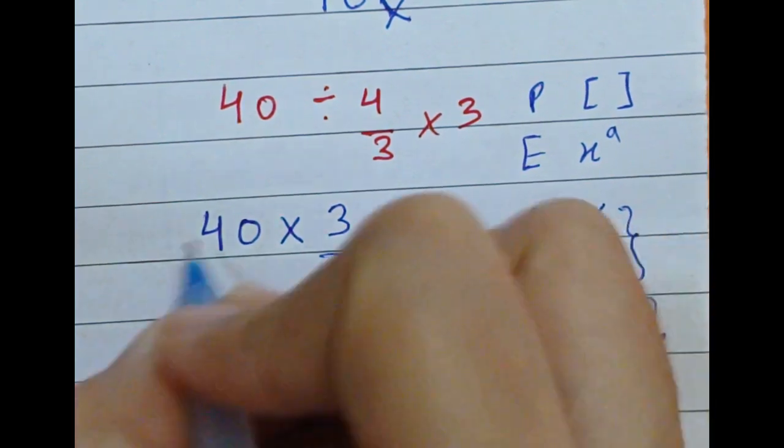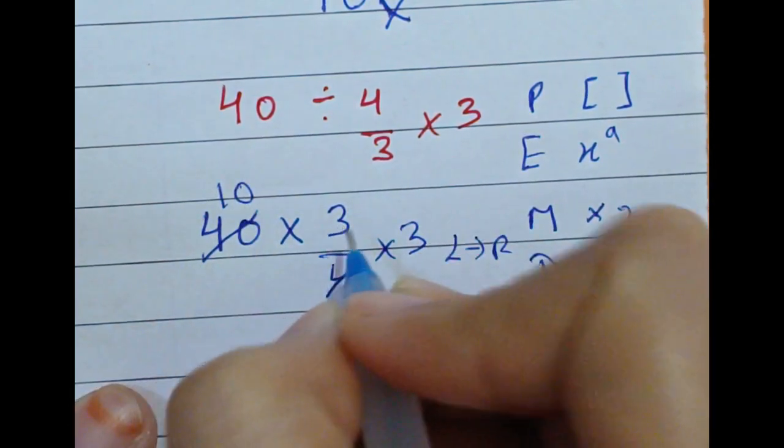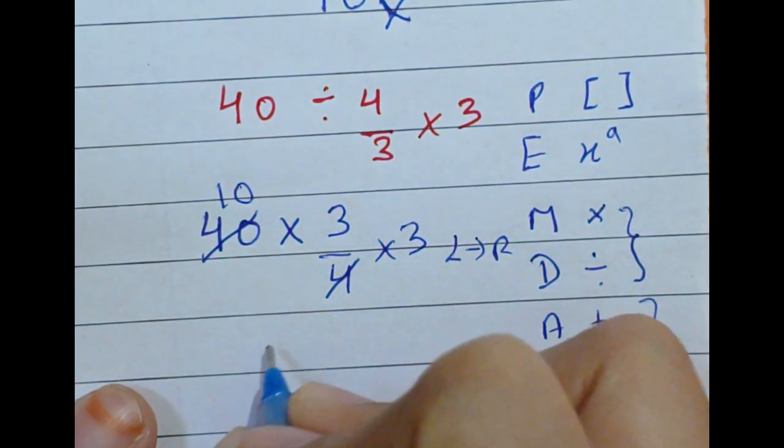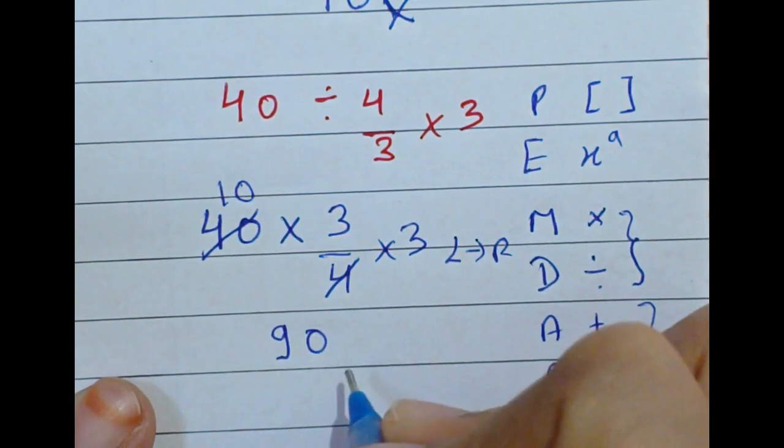So here cancel this. 10 3s are 30. 30 into 3 is 90. So 90 is the correct value for this expression.